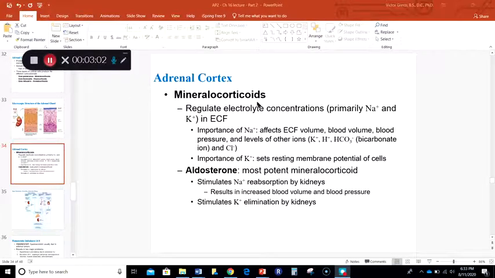Of all the mineralocorticoids, aldosterone is the most potent of the group. What aldosterone does as a hormone, it causes our kidneys to reabsorb sodium ions. These sodium ions that were to be part of the urine get put back into the blood where they came from. That's called reabsorption. When sodium enters the blood, fluid follows it into the blood. That results in increased blood volume, and if more fluid is entering the blood, the blood pressure increases. At the same time, potassium is eliminated by the kidneys.